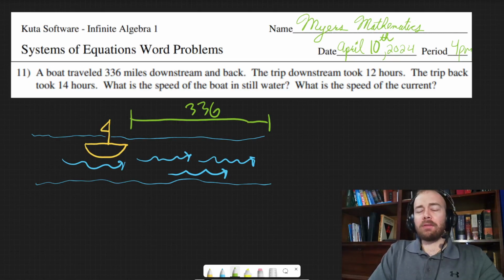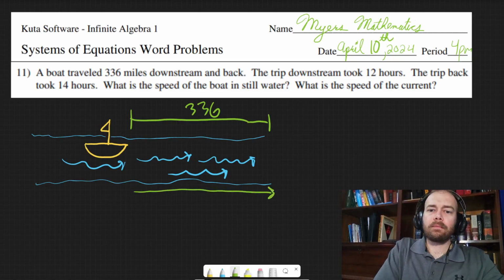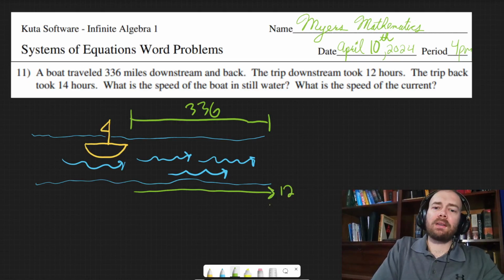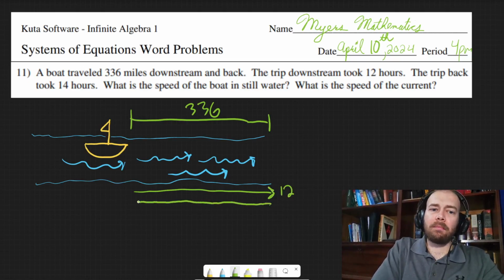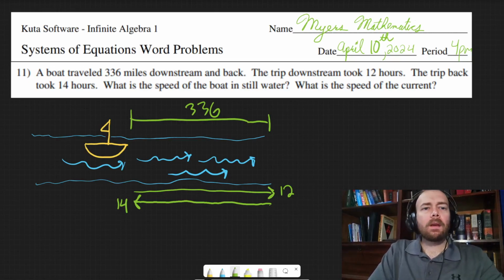The trip downstream, so this way, takes 12 hours. The trip back takes 14 hours. Not that much longer, so the stream must not be that strong. Right? Doesn't take that much longer. 12, 14, pretty close. What is the speed of the boat in still water, and what is the speed of the current?